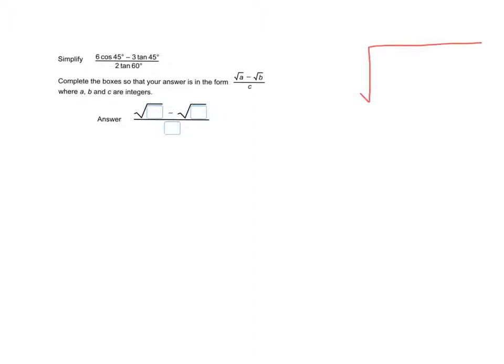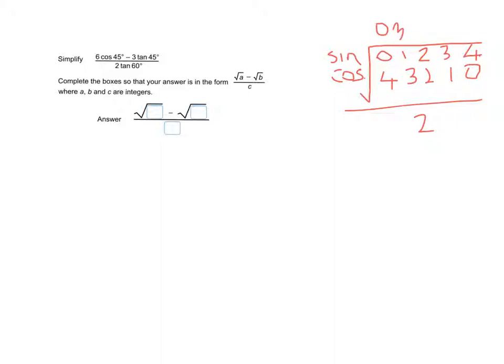So it's the square root of sine, cosine, 0, 1, 2, 3, 4, and 4, 3, 2, 1, 0. It's all over root 2, and it goes from 0, 30, 45, 60, and 90.